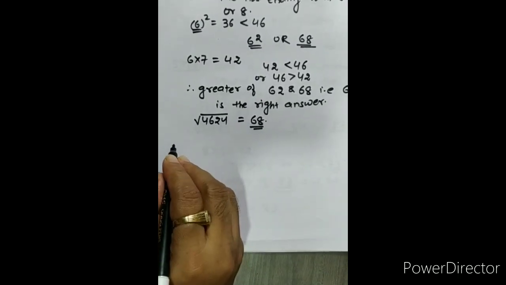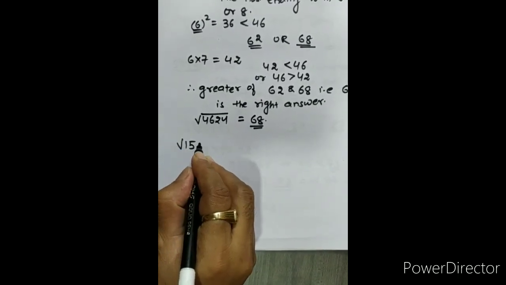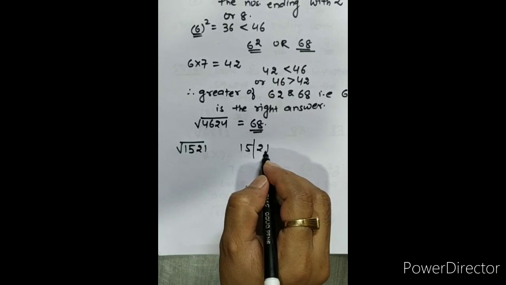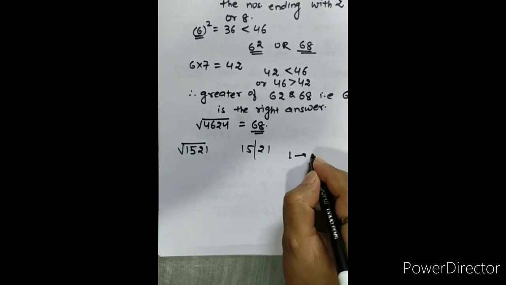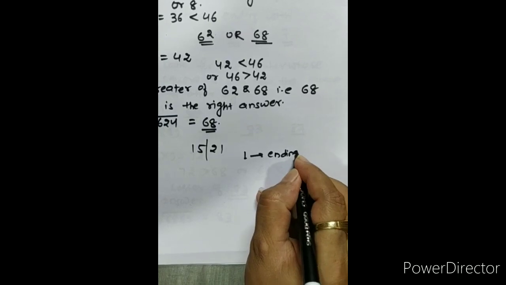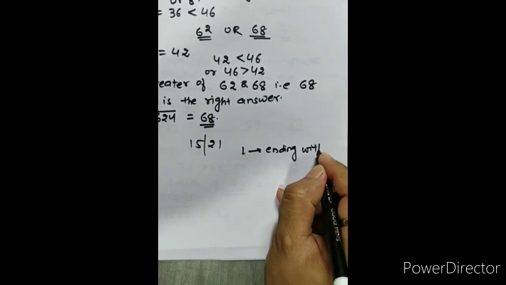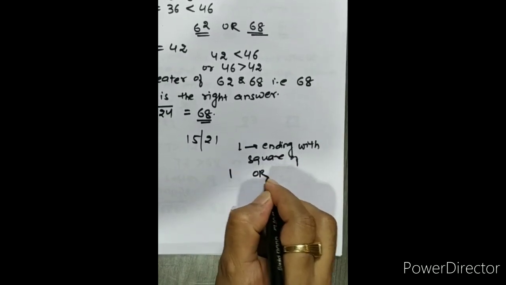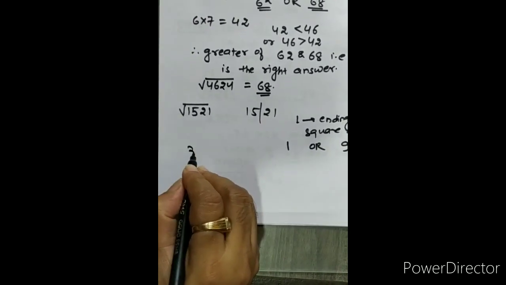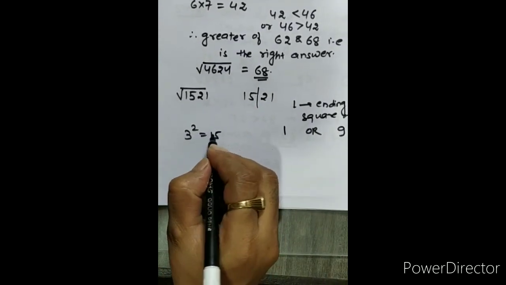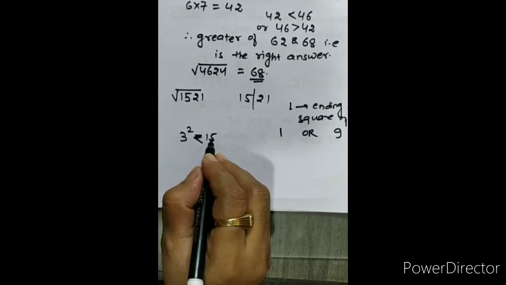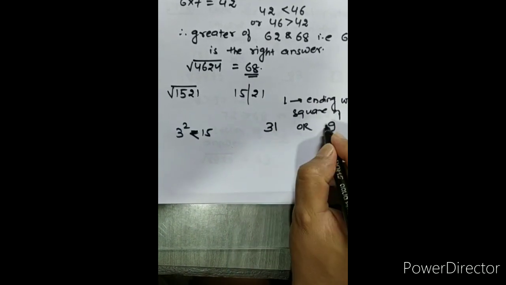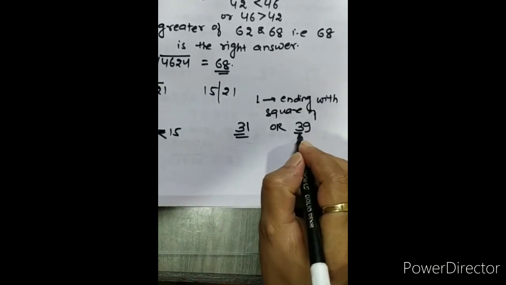Let's go ahead with one more example: 1521. I'm going fast with the steps now. Broken down, 15 and 21. The unit digit 1 is the ending of the square of 1 or 9. Now what is 3 square? 9, and this is less than 15. So what are the two possibilities? Either I can have the number 31 or I can have 39.